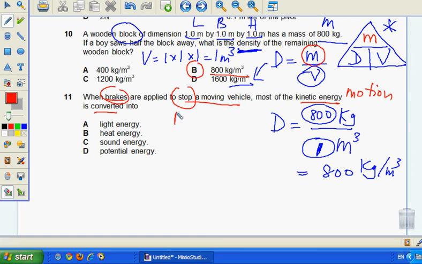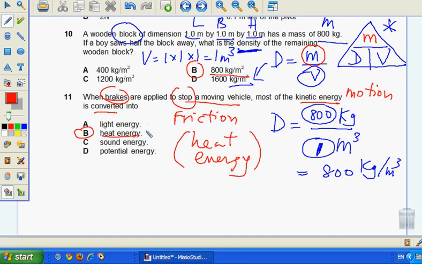Frictional force is actually opposing the motion. So when you apply a lot of friction, for example, you start to rub your hands, creating friction, you actually generate a lot of heat energy. So most of the energy when you stop a moving object, between the tires and the brake system, is actually a lot of heat energy. So the best answer in this case is option B. This is very important. Brakes are friction, and creating friction to stop and slow it down produces a lot of heat energy.